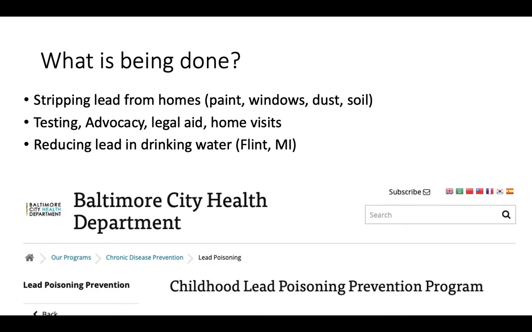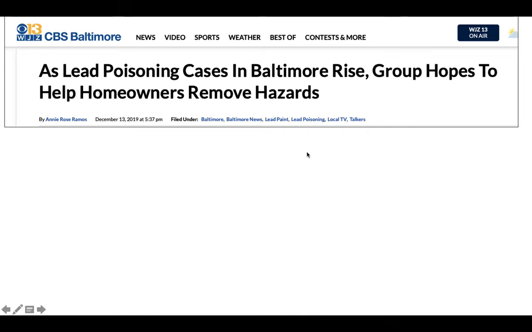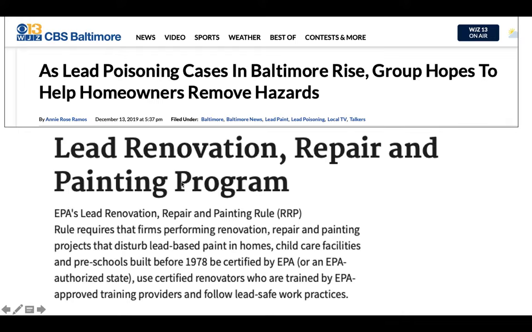Thankfully, a lot is being done and a lot has been done. There are a lot of policies in many cities, including Baltimore, prevention programs that strip lead from the homes, repaint the homes, they test, they advocate, they provide legal aid, they do home visits, and they also try to reduce lead in the drinking water, although that's a little bit of a different problem that we'll talk about in the next unit. And there's a lot of optimism in communities like Baltimore, hoping that the lead will decrease substantially, and the EPA has a renovation, repair, and painting program to go through and remove old lead paint and replace it. So there is progress being made.